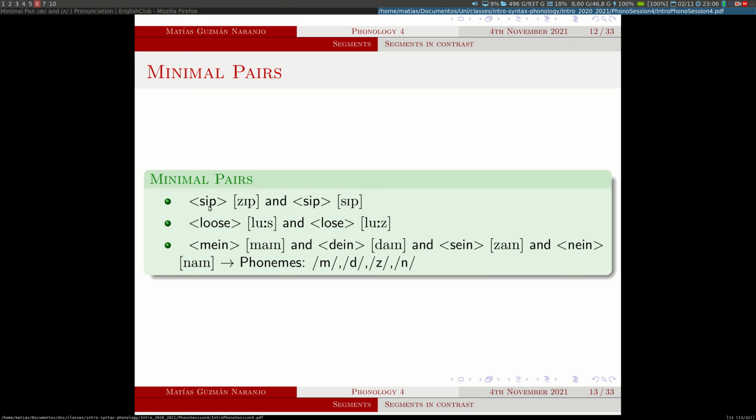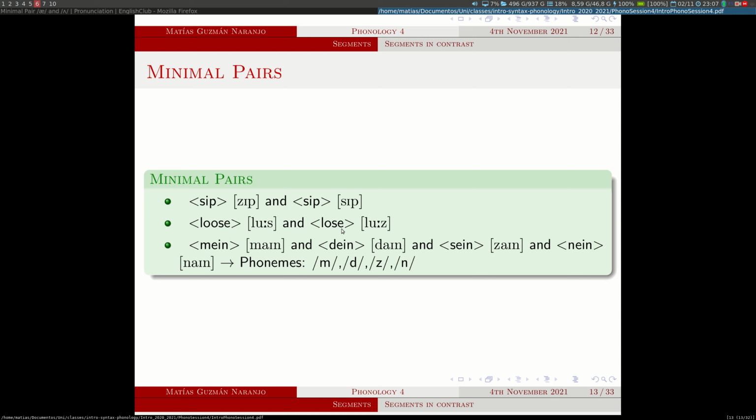You have, for example, zip versus sip. So you have the same orthography, notice, but different sounds. Here you have different orthographies and different sounds between lose and loose. And what this basically shows you is that s and z in English can be contrastive. The word changes its meaning if you change the sonority of the sibilant. So we can conclude that English has two different phonemes, one phoneme for s, one phoneme for z.